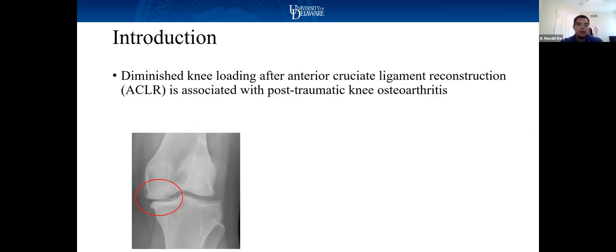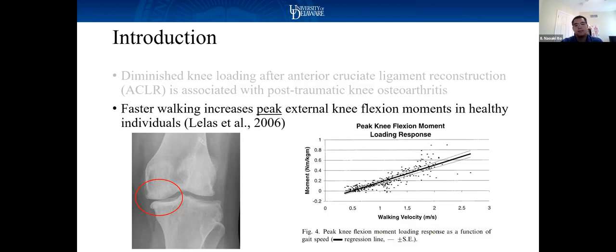Diminished knee loading after anterior cruciate ligament reconstruction is associated with post-traumatic knee osteoarthritis, and quadriceps dysfunction is a primary contributor to this phenomenon. Faster walking is associated with higher knee loads, and altering gait speeds may be a feasible intervention to increase joint loading or improve gait symmetry.